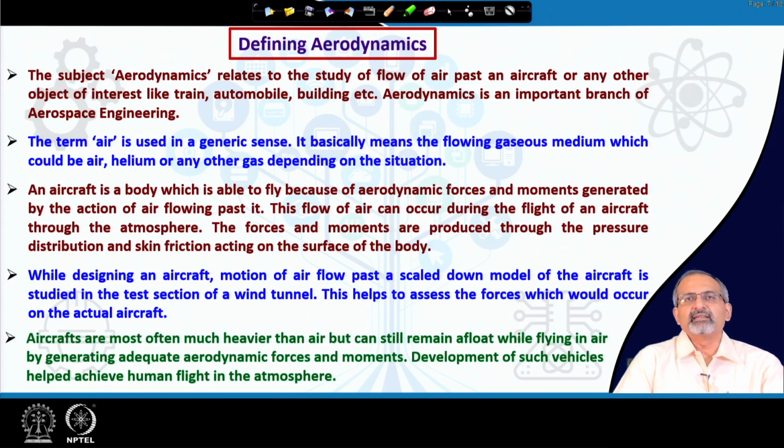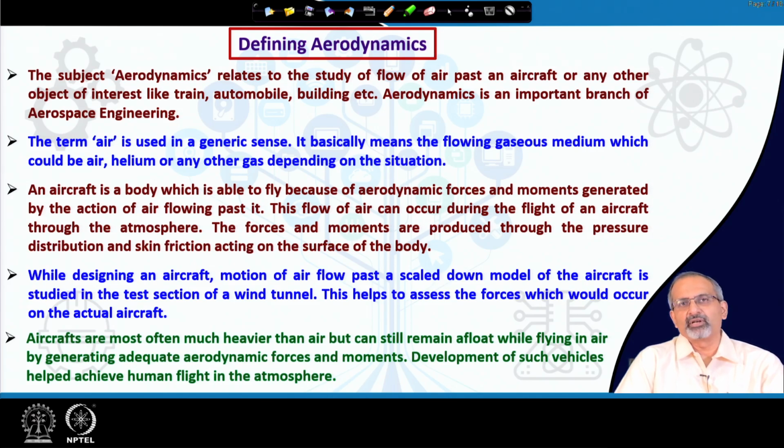Aerodynamics incidentally is an important branch of aerospace engineering. When we say aerodynamics, we are talking about dynamics of air, that means moving air. The term air is used in a generic sense. It basically means the flowing gaseous medium, which could be air, which we see in our atmosphere, helium, hydrogen and many other gases depending on the application domain that we are looking at.